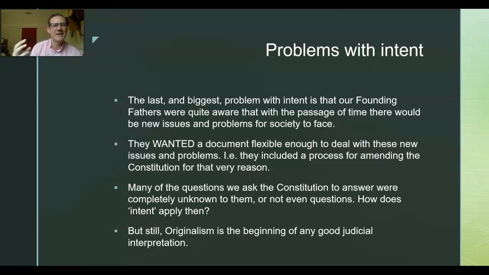And there's a ton of historical literature here showing how aware they were of how the passage of time meant new problems would come to light, and you need a document flexible enough to deal with that, okay? Now, was it their intent that... that doesn't maybe deal with everything, right? Some things are very clear.